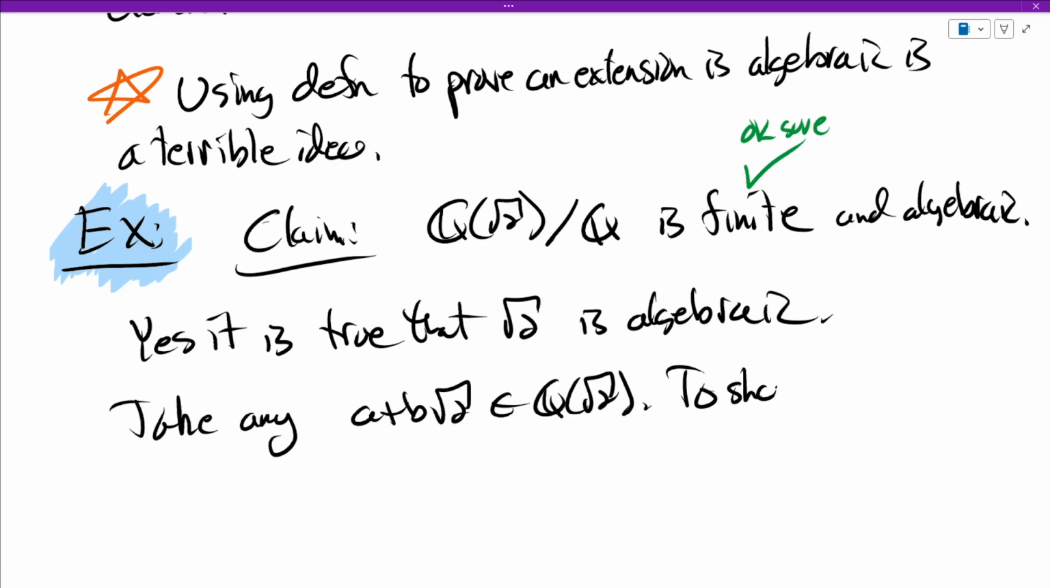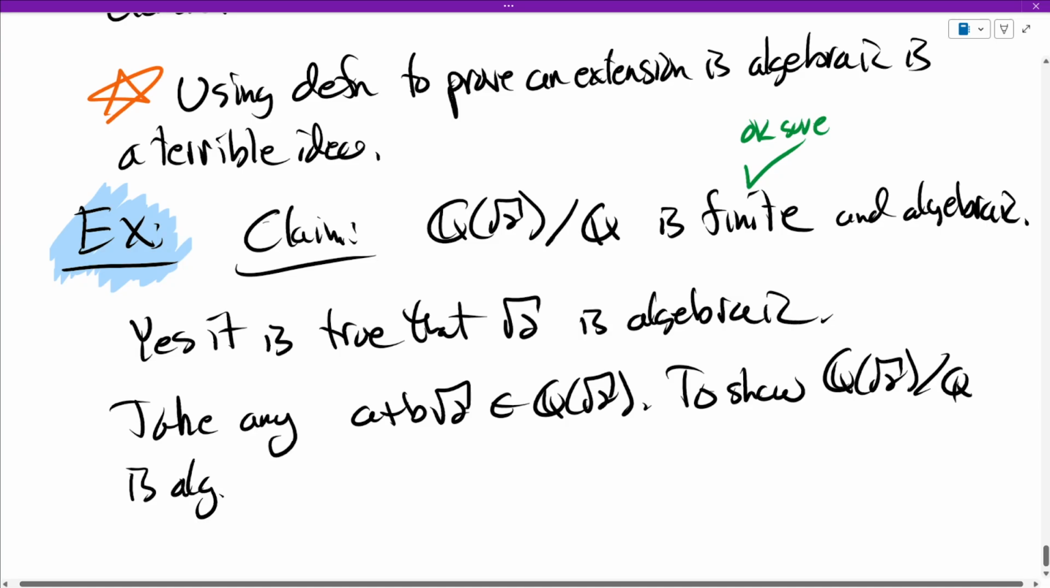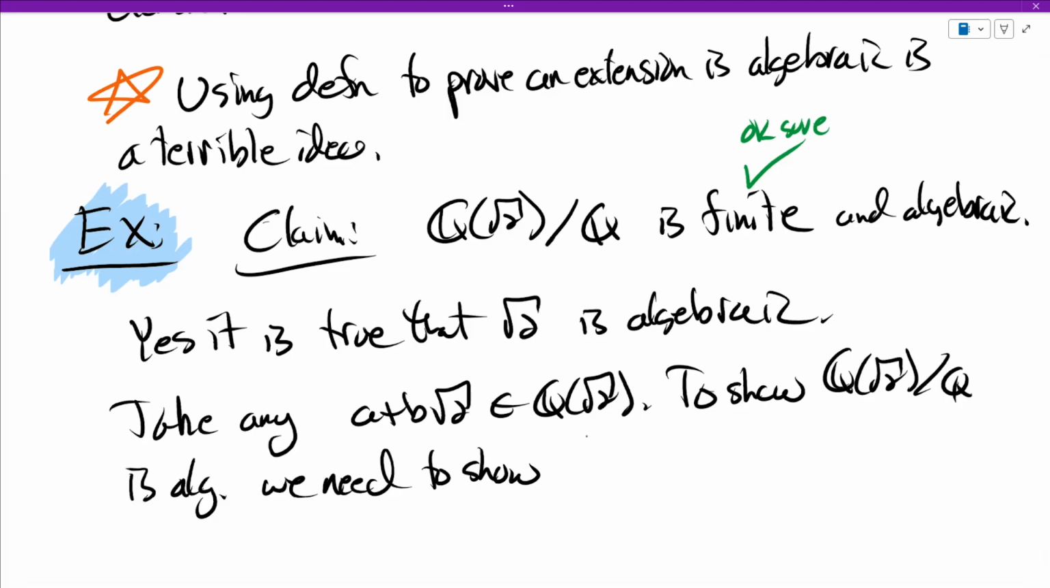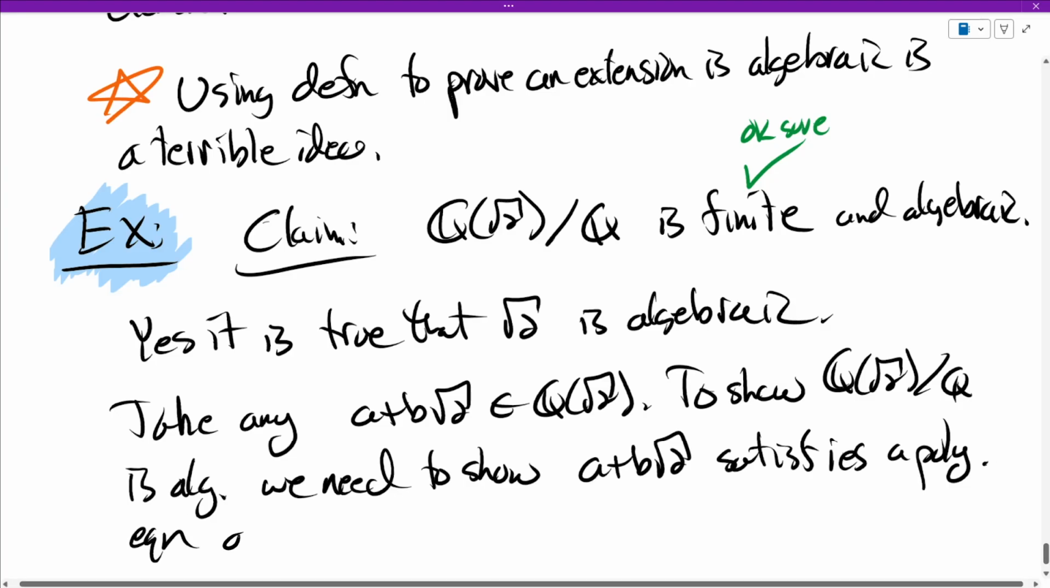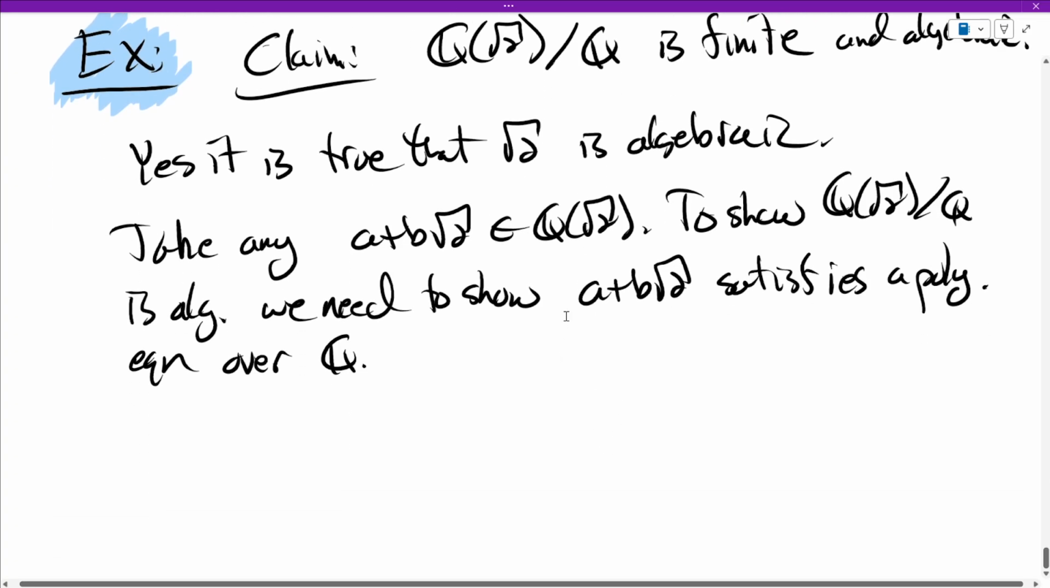To show Q adjoin root 2 over Q is algebraic, we need to show that a plus b root 2, where we don't know anything about a and b, satisfies a polynomial equation over Q. That's what we need to show. Okay? All right, so somehow we have to cook up a polynomial that this one satisfies.